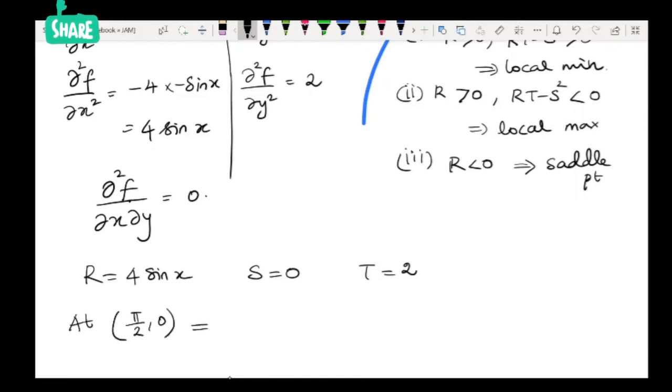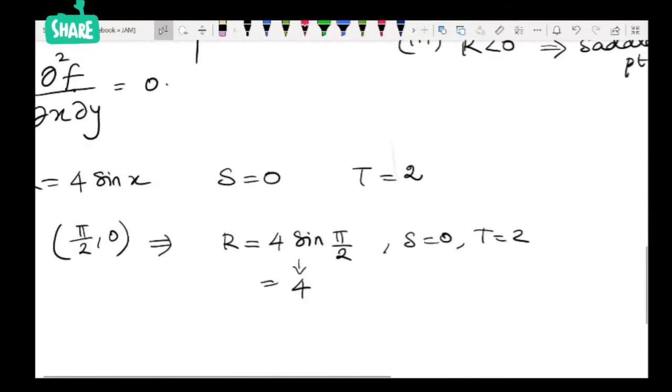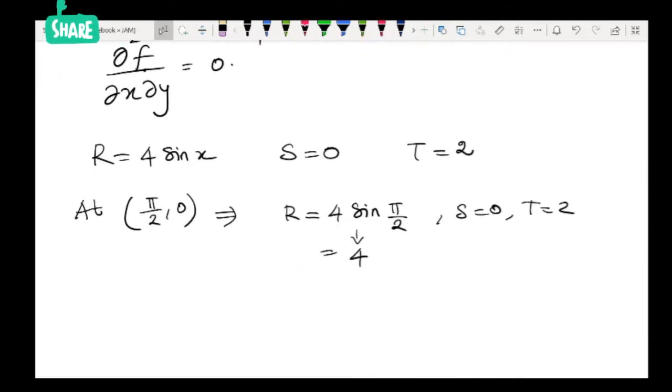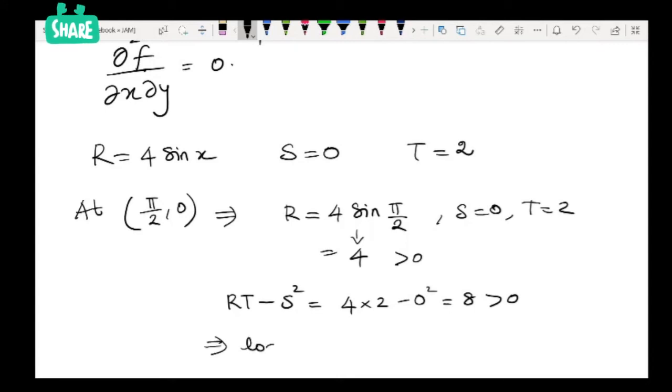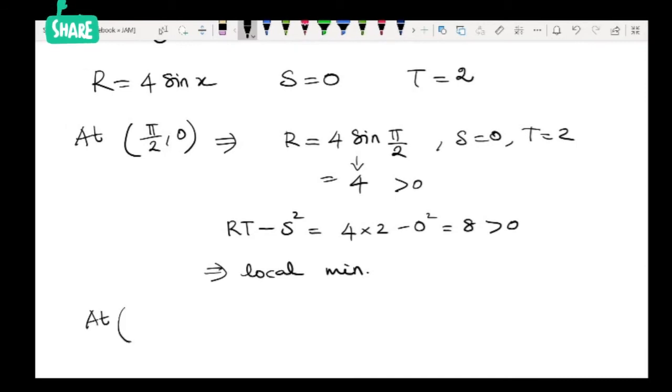The first point is (π/2, 0). At this point r will be 4 sin(π/2), s will be 0 and t will be 2. Sine π/2 is 1, so r will be 4. Since r is greater than 0, it should be either a local maximum or a local minimum. So let's find out rt minus s². So 4 into 2 minus 0, which is 8. That is greater than 0. So we have a local minimum at the point (π/2, 0).